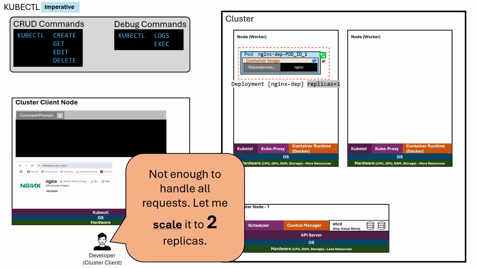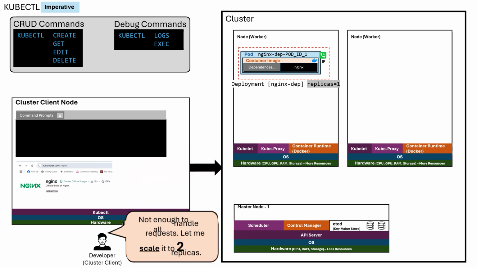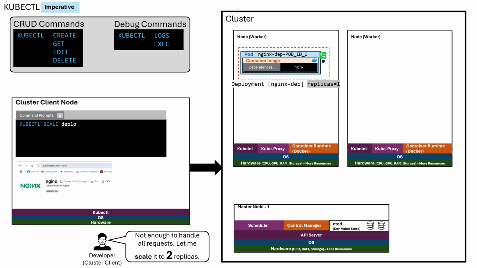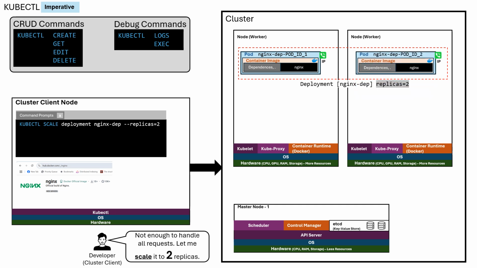If one pod isn't enough to handle all requests, you can scale it up to 2 replicas. This will create an additional pod, so you'll have 2 replicas handling the traffic.